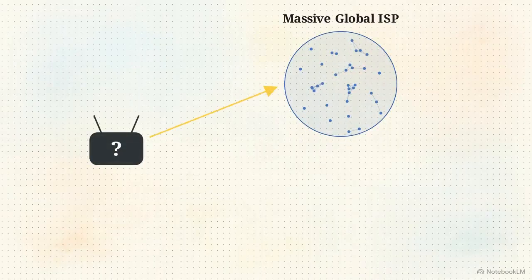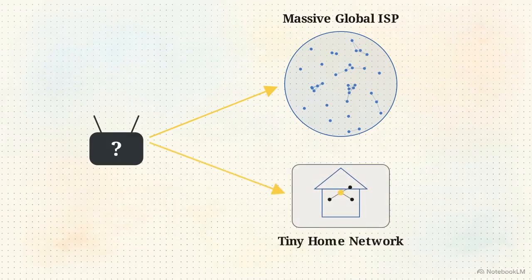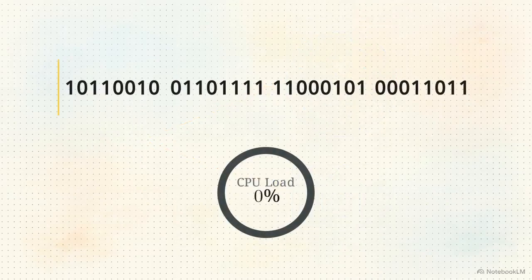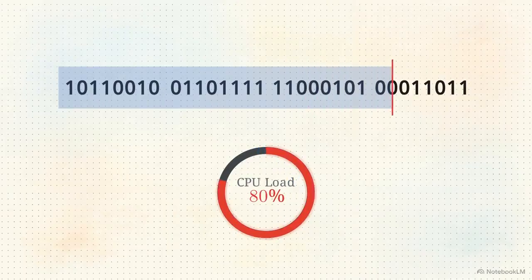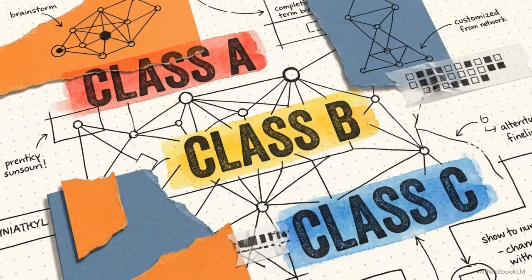It needs to identify if the destination address belongs to a massive global internet service provider or a tiny home network with only a few devices. Reading the entire 32-bit sequence just to calculate the size of the destination network takes time and computational power that busy routers cannot spare. To manage this, early network architects created IP address classes, a system that hard-coded the scale of a network directly into the address itself.